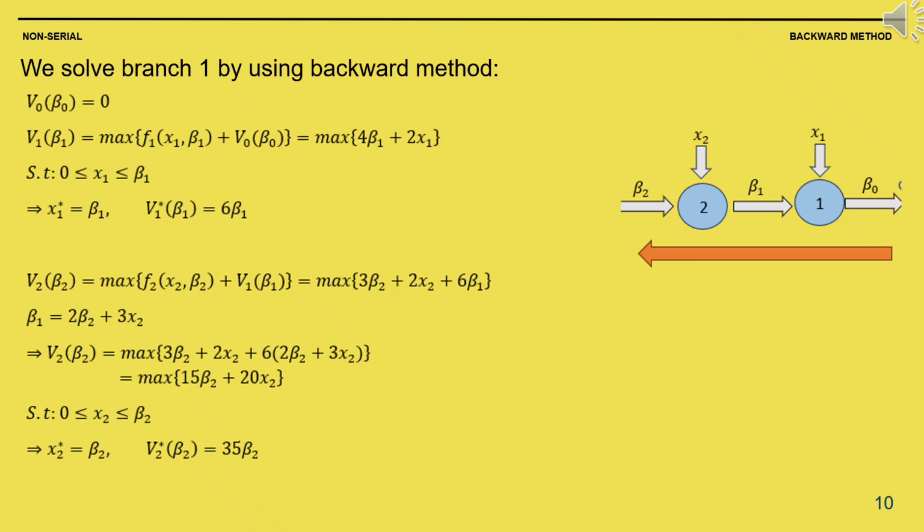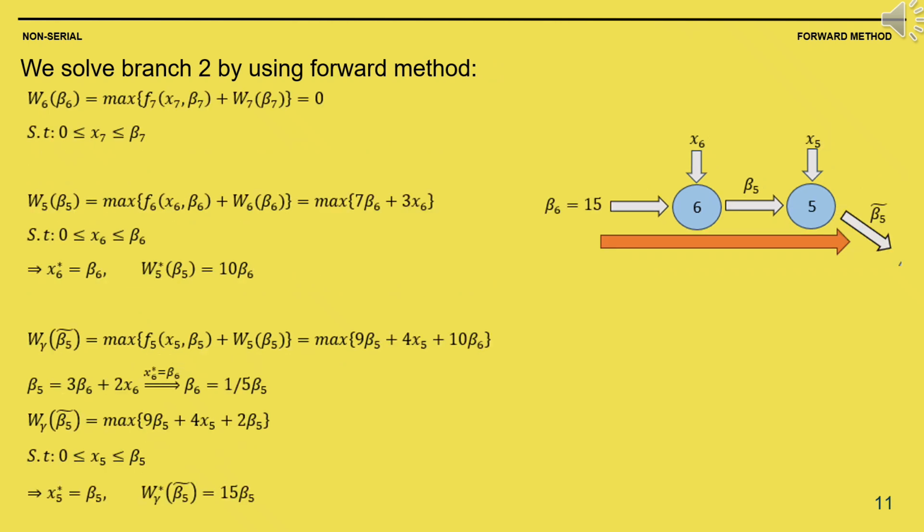Next, we'll calculate the optimal investment amount and the return for each year. A question? In branch 2, even though we have initial capital, why do we use the forward method? See, the final or initial value isn't always our criterion. We are actually trying to reach the gamma stage through branch 1 and branch 2. That's why we used the forward method.